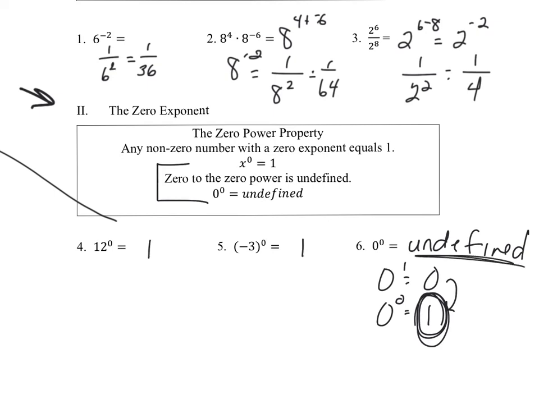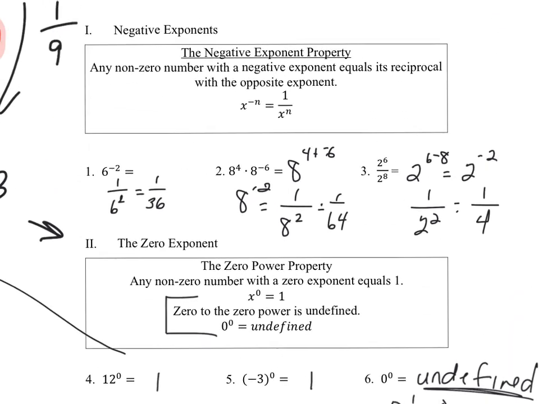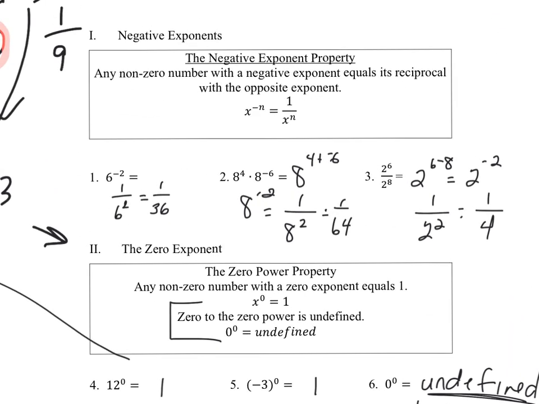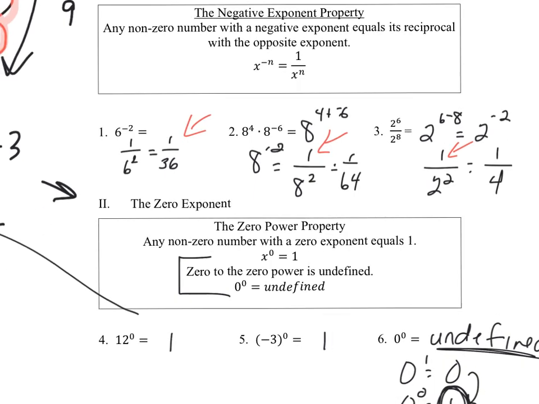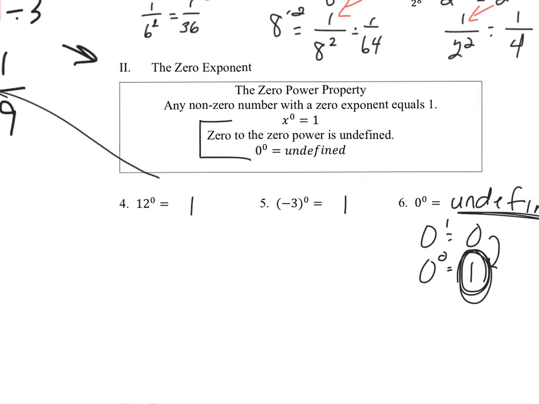So the takeaway from today's lesson is anything to that negative exponent, to make it positive, you just simply put it as its reciprocal and put it in that denominator. So like 8 to the negative 2 is 1 over 8 squared. 2 to the negative 2 is 1 over 2 squared. 6 to the negative 2 is 1 over 6 squared. The other takeaway is anything to the 0 power is 1 except that lovely number 0, which that will be undefined.